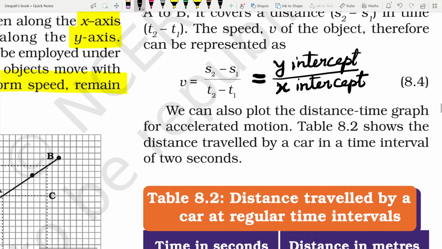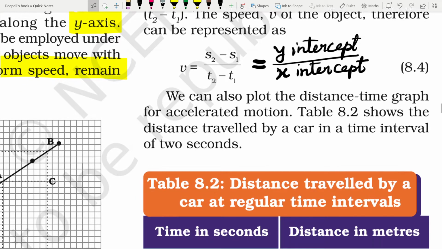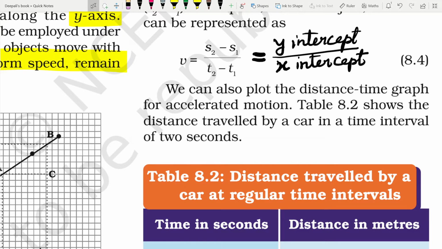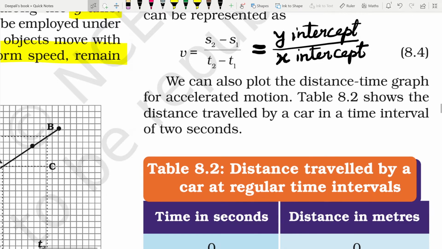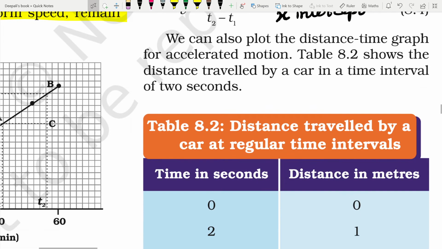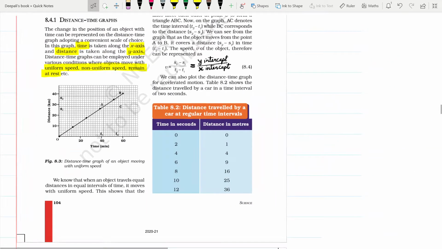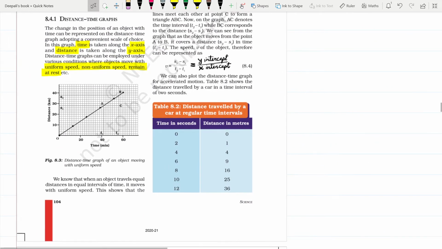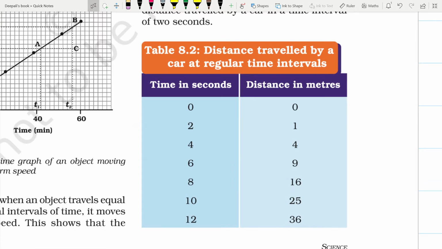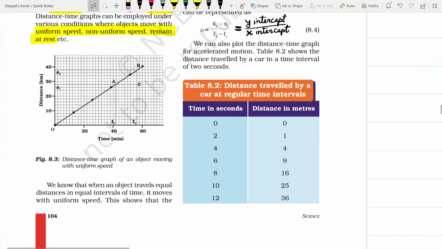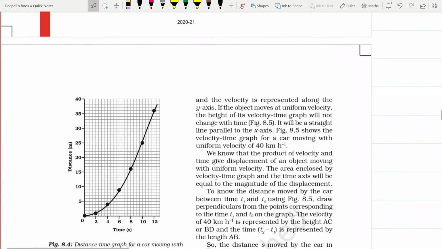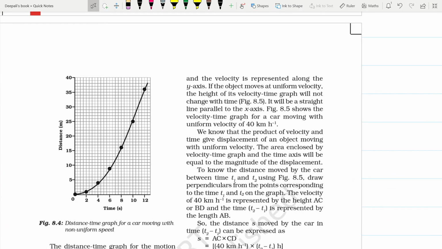We can also plot the distance time graph of accelerated motion. Table 8.2 shows the distance traveled by a car in a time interval of 2 seconds. So here is the data for the distance time graph, which can be plotted on the graph paper, taking time on x-axis and distance on y-axis.